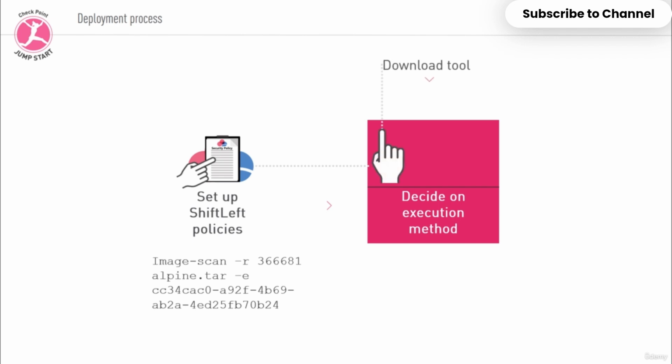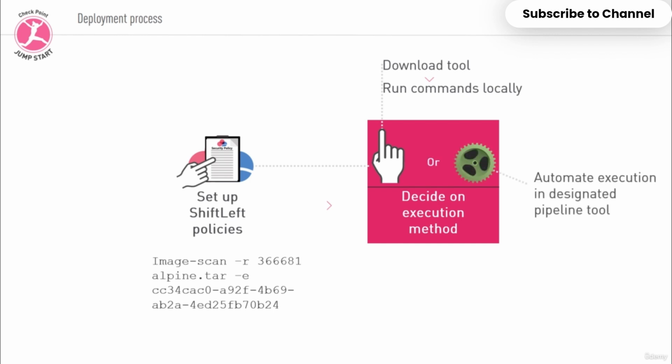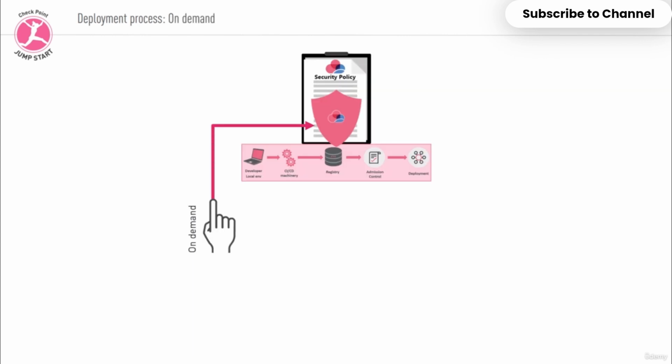You can download the Shift Left CLI tool from the CloudGuard native portal and run the desired commands locally and on demand to get a feel for how the tool works, or you can automate its execution in your pipeline tool of choice. Let's first focus on the on-demand Shift Left scanning.